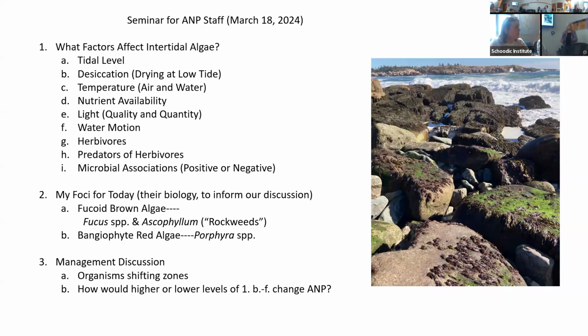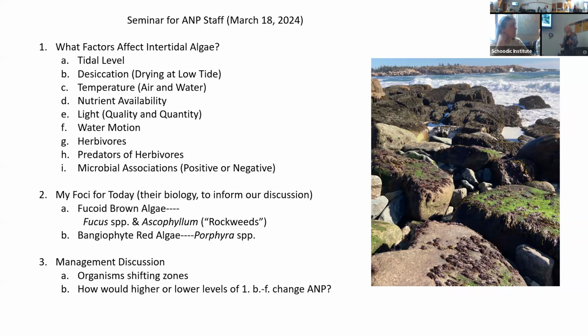The fucoid algae. We have a number of species of Fucus on our shores that I'll talk about, and a group of Bangiophyte red algae that are in the genus Porphyra. Most of them talk about Porphyra umbilicalis.